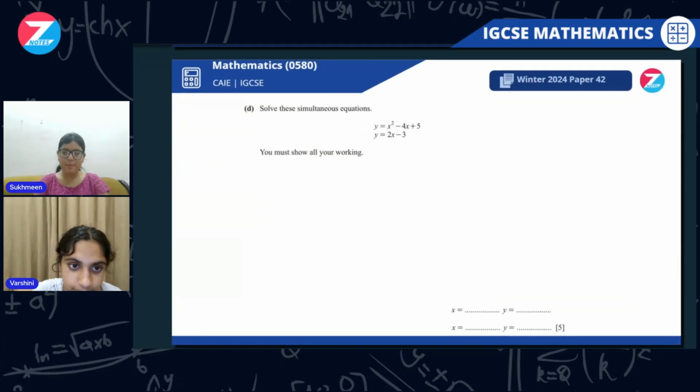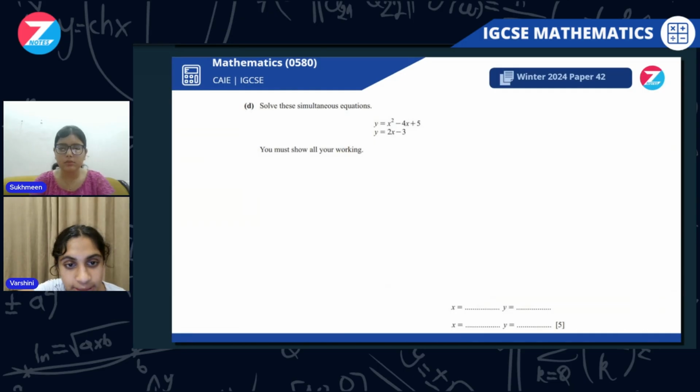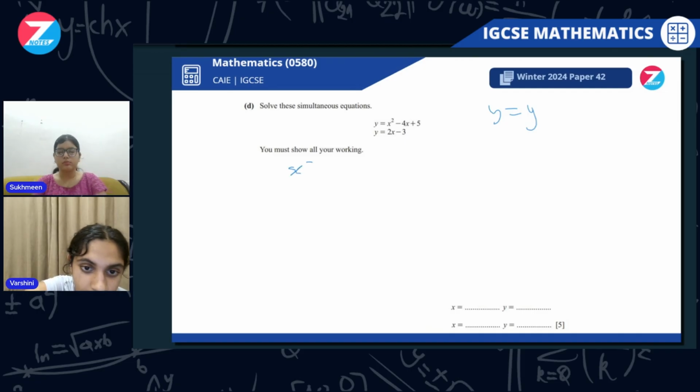Okay, solve these simultaneous equations: y equals x squared minus 4x plus 5 and y equals 2x minus 3. So we know that y always equals y. Okay, so that means this term is going to equal this term. So we just have to do x squared minus 4x plus 5 equals 2x minus 3.